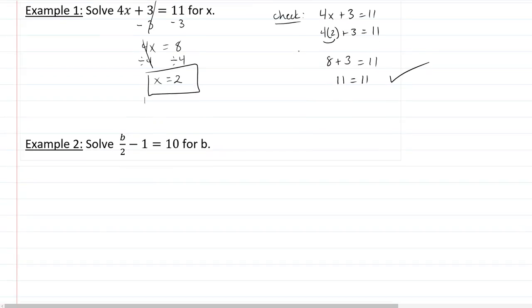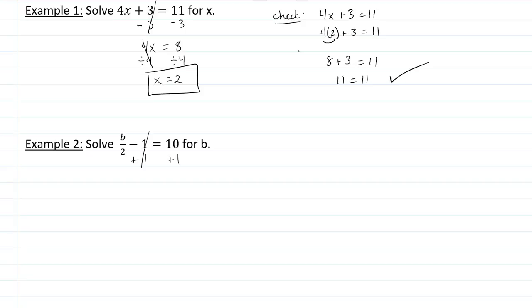Let's go through another example. Solve b over 2 minus 1 equals 10 for b. So first off, we want to get the b term by itself. And working backwards from PEMDAS, we should use the addition principle before the multiplication principle. So let's add 1 to both sides to get this b over 2 term by itself.